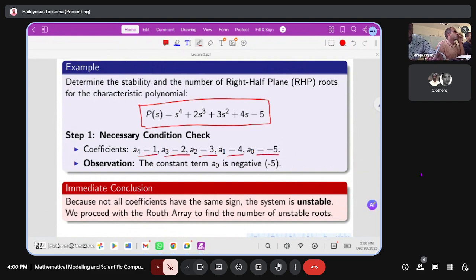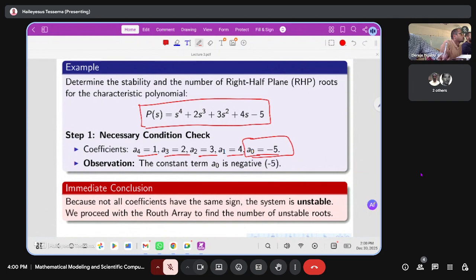You can see A0 is negative. So what's our observation? The constant term A0 is negative. So what's our immediate conclusion? Because not all the coefficients have the same sign, the system is unstable. And we proceed with the Routh array to find the number of unstable roots.